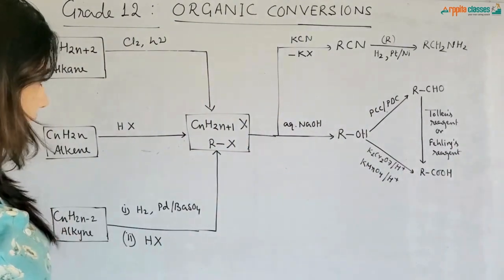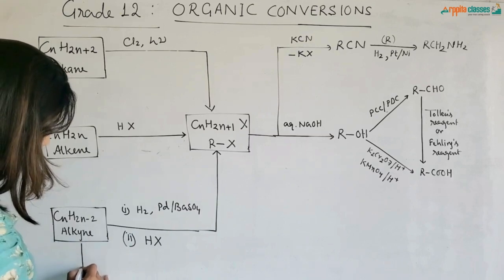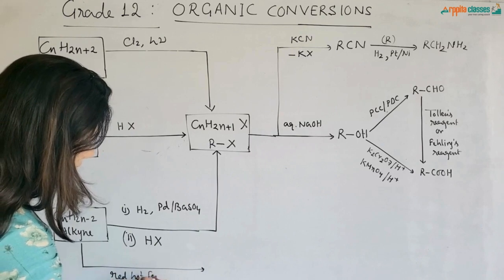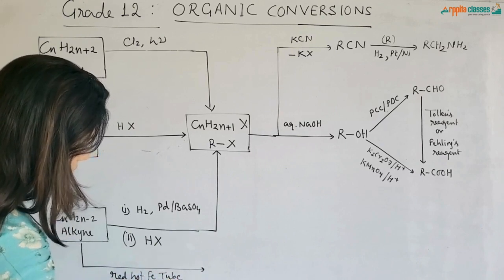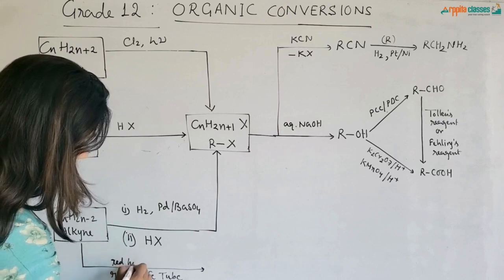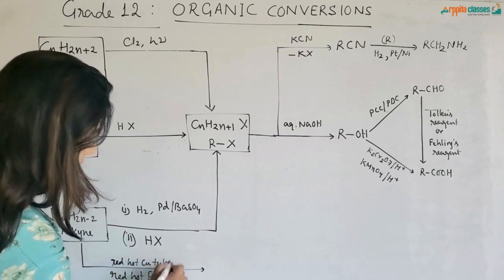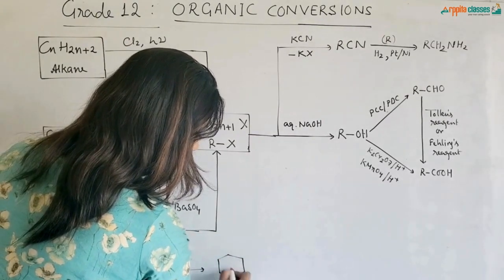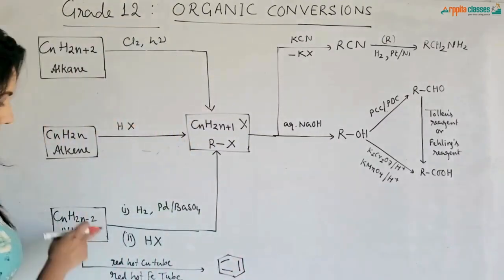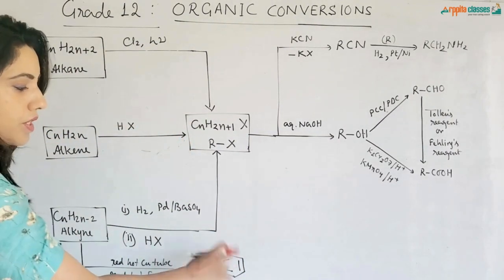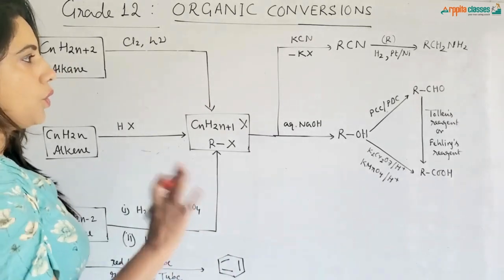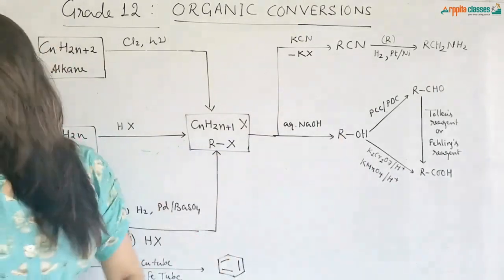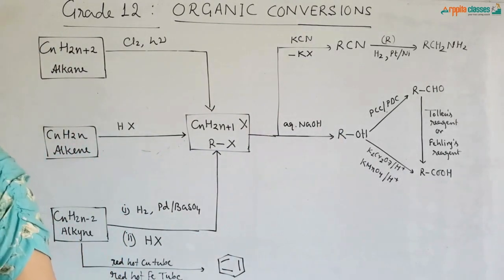Another thing is, this alkyne can be treated with a red hot iron tube or red hot copper tube, where polymerization takes place and alkynes are converted into benzene. So you can see aliphatic hydrocarbon converts into aromatic hydrocarbon. So all these things are there. Also from carboxylic acid we can take this conversion further. I'll show you that; from carboxylic acid we'll do this further.